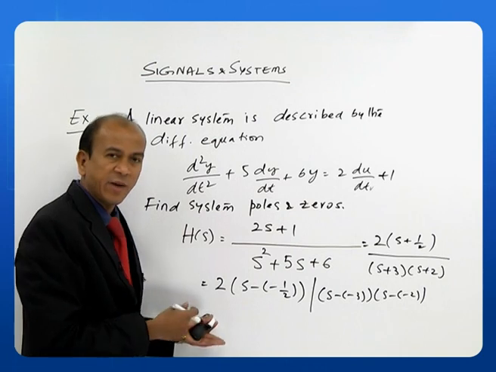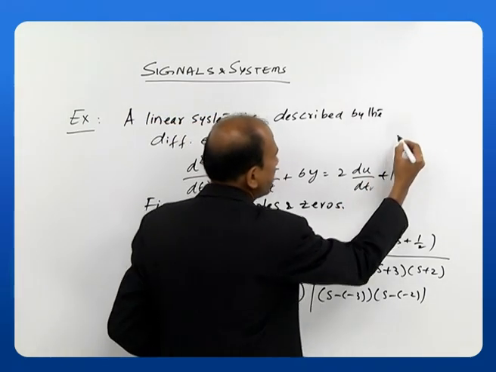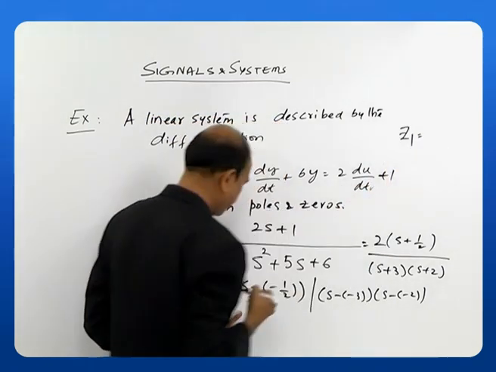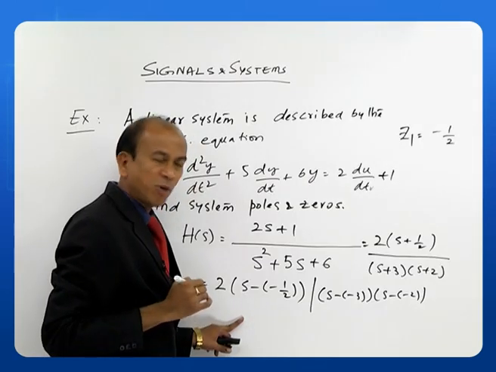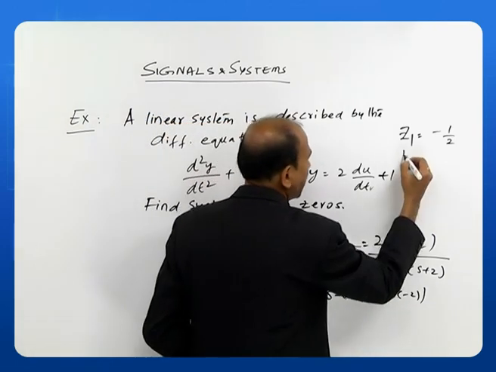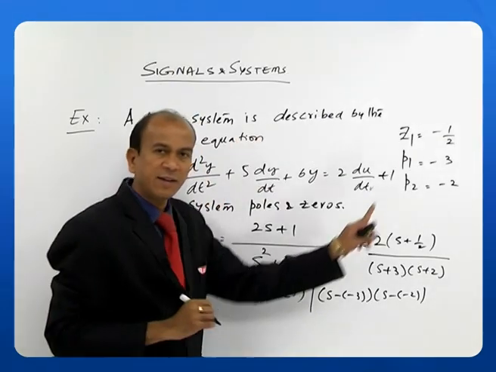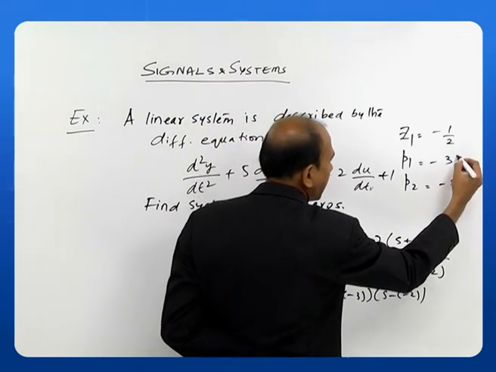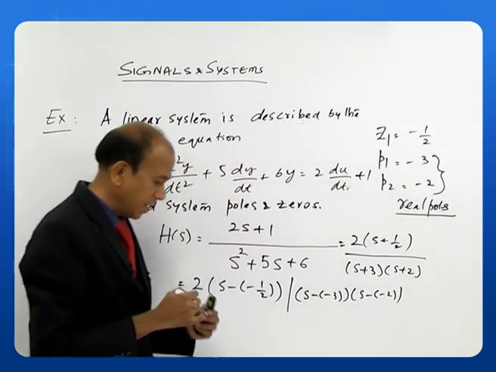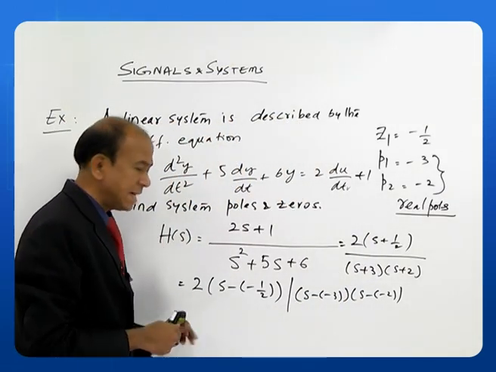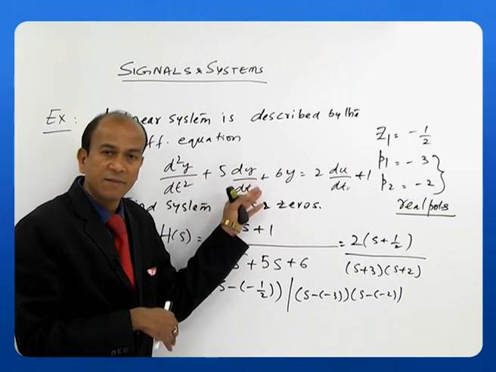From this it is very clear where does a zero exist or where the pole exists. The zero, let us say that is Z1, exists at minus half. How many poles do we have? We have 2 poles, one exists at minus 3 and one exists at minus 2. If you look at these 2 poles, these are the real poles. So that's how we have calculated both zeros and poles from a given equation.